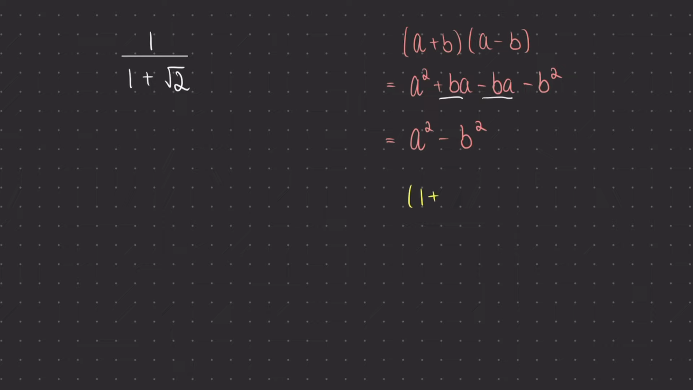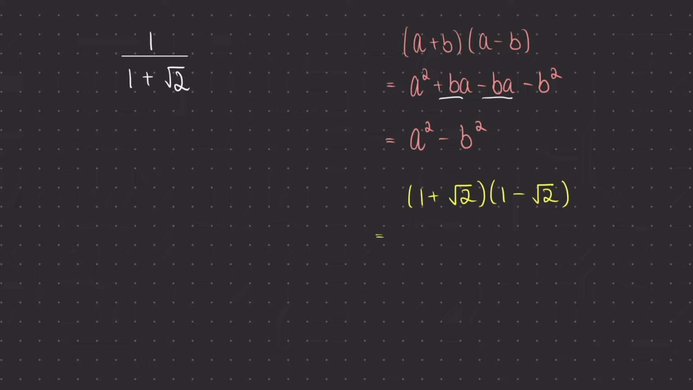So we'll look at 1 plus root 2 multiplied by 1 minus root 2. Remember, our goal of these questions is to rationalize the denominator, so we don't want any irrational numbers, which in this case are surds, to be inside of the denominator when we've finished. We only want rational numbers to remain.